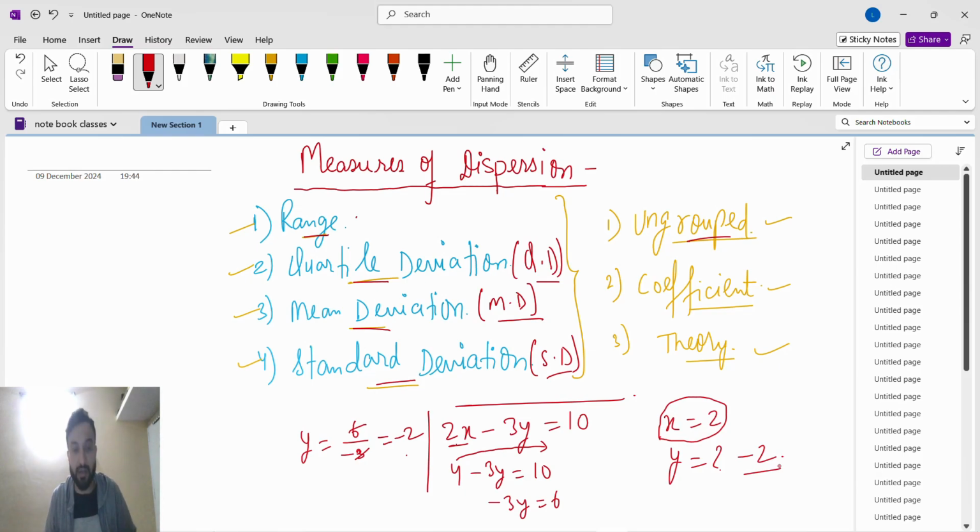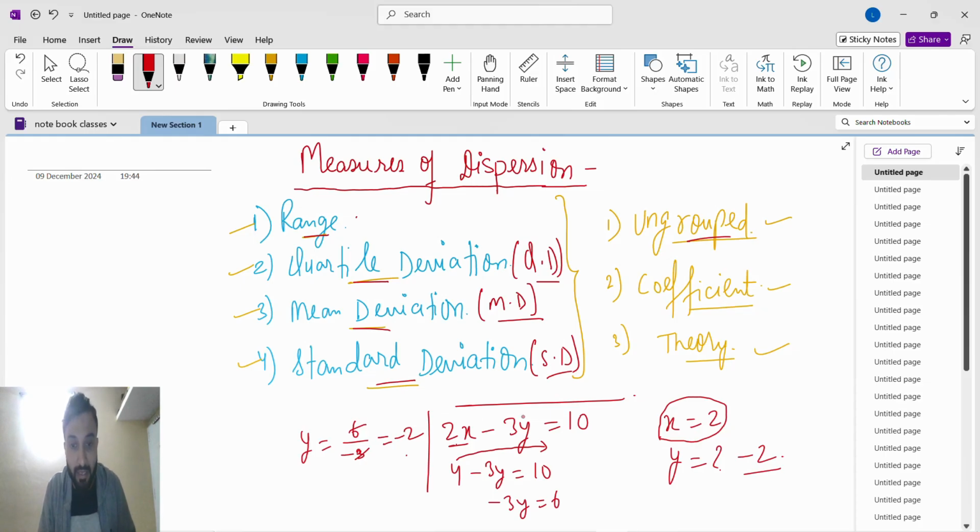This is what we studied in measures of central tendency. This substitution method will remain the same for all: arithmetic mean, median, mode, geometric mean, harmonic mean.